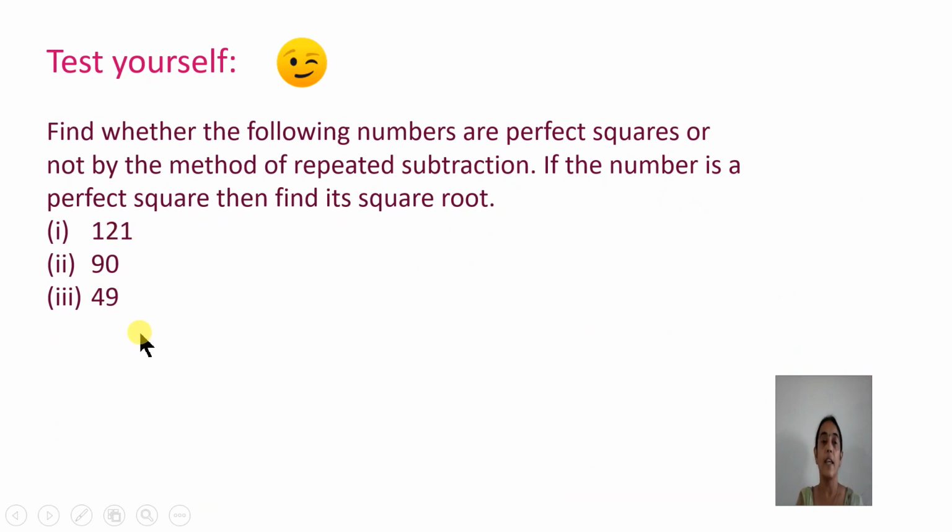And then in the next part, we will start with the second method to find the square root of a given number by prime factorization.